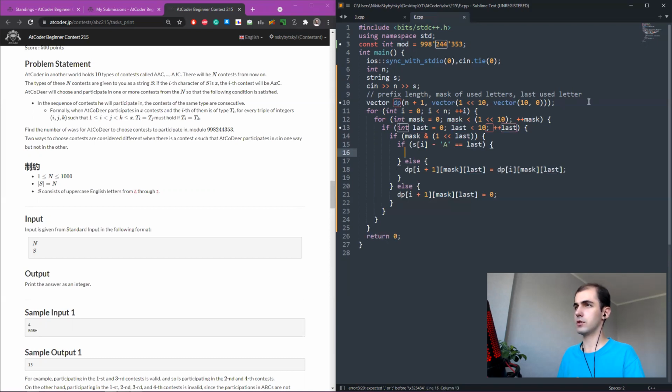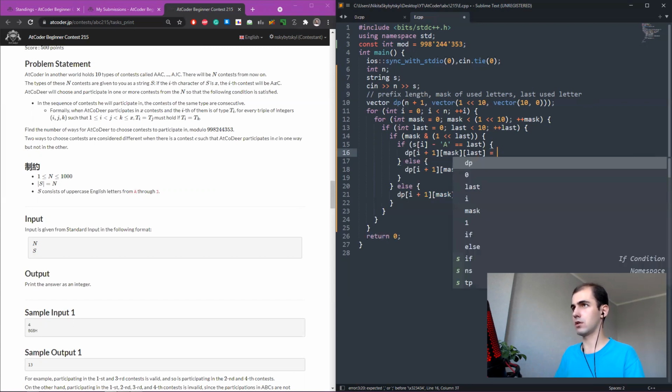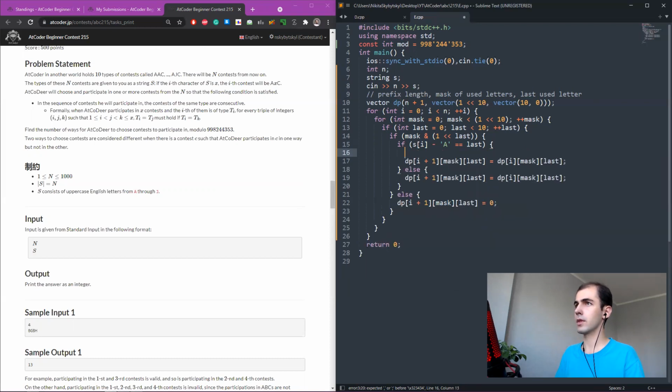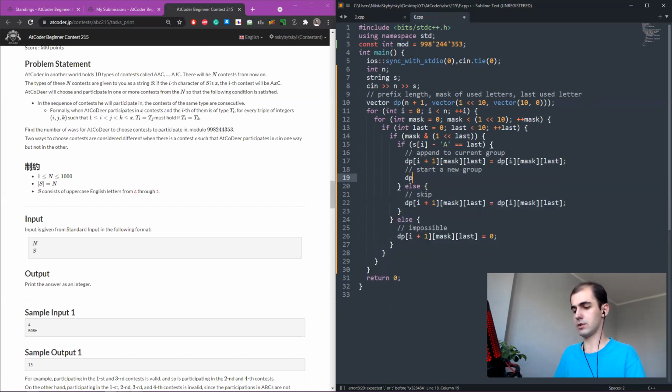There are actually two transitions, so dp at i plus 1, mask, last. Suppose that it was already turned on, right? So we just append. This is impossible. Append to current group. This is just skip. There is also one scenario when we start a new group, which happens as follows. So okay, this one, add mask and last.